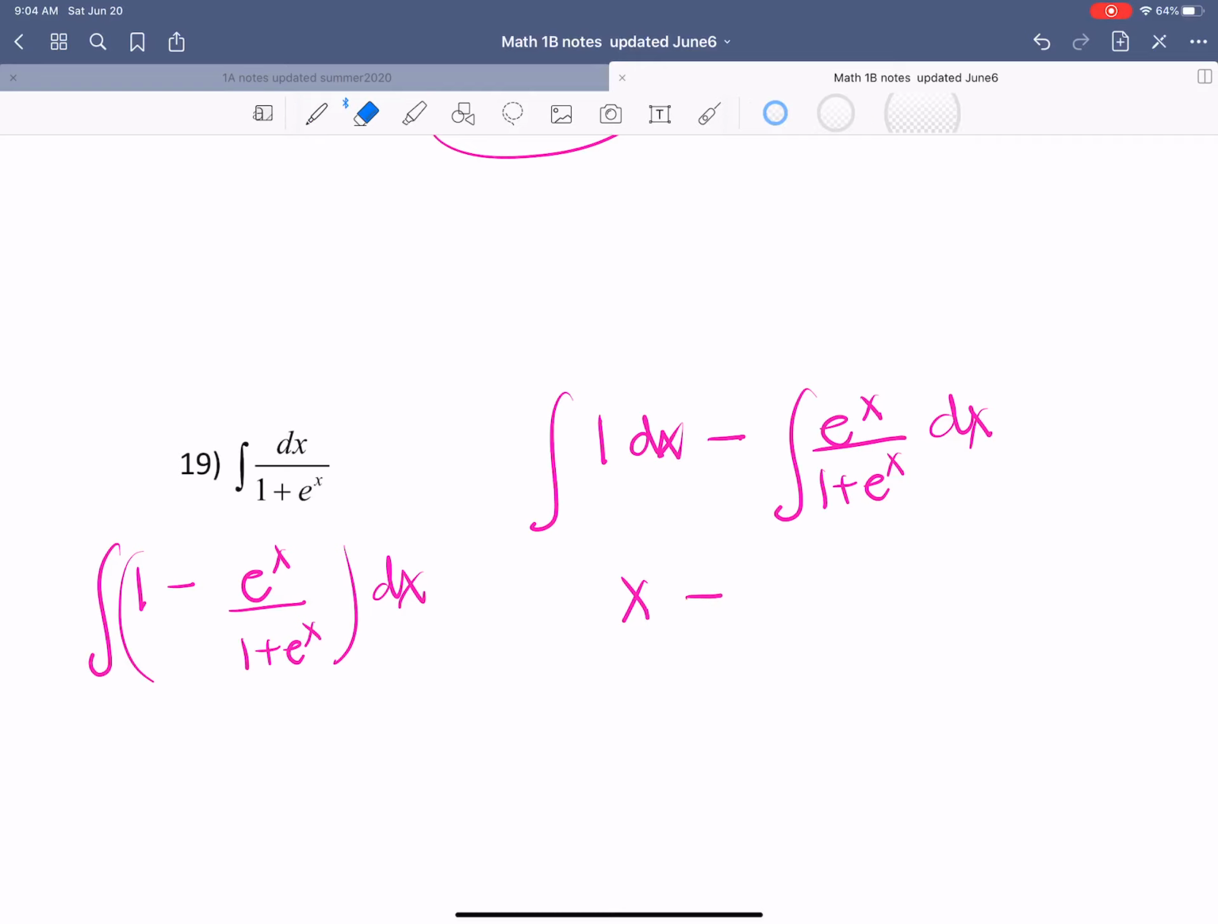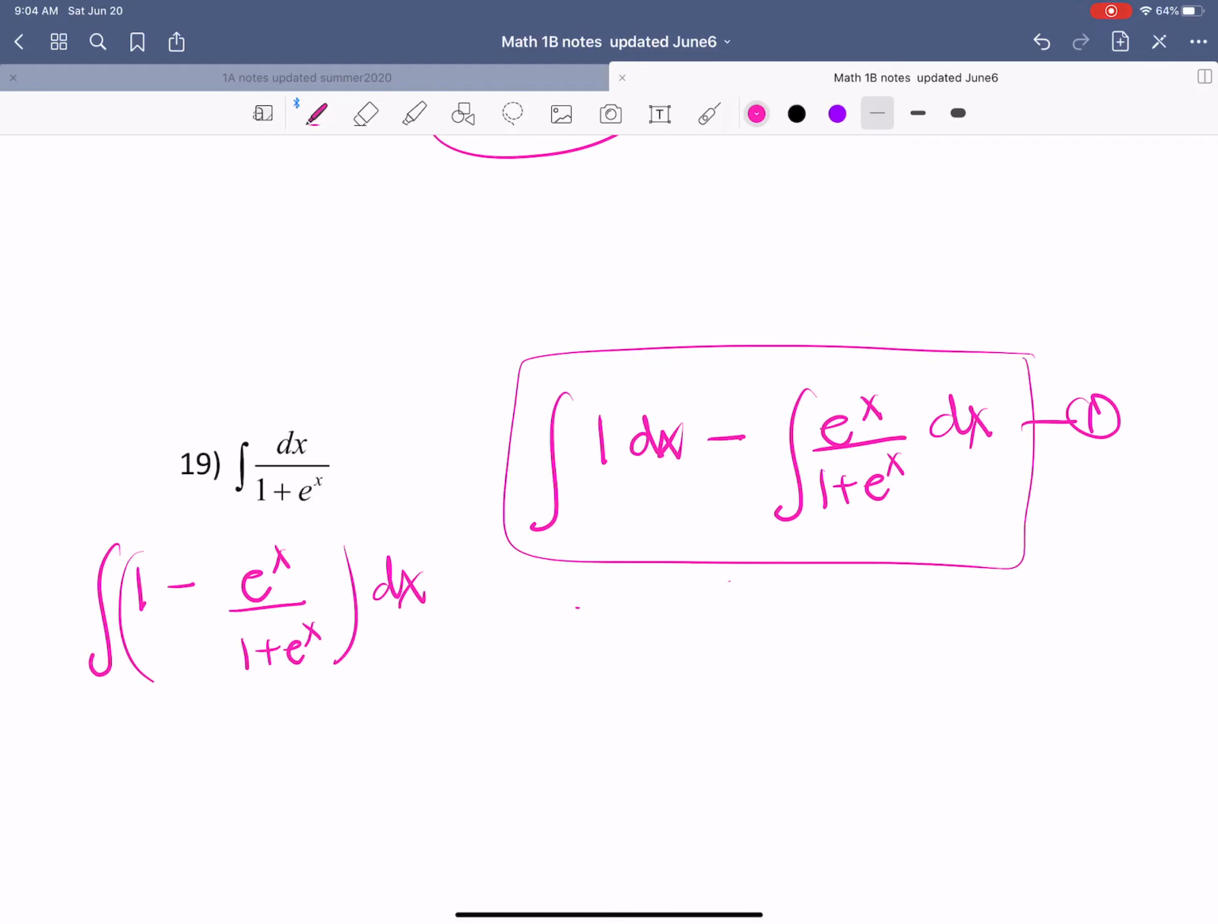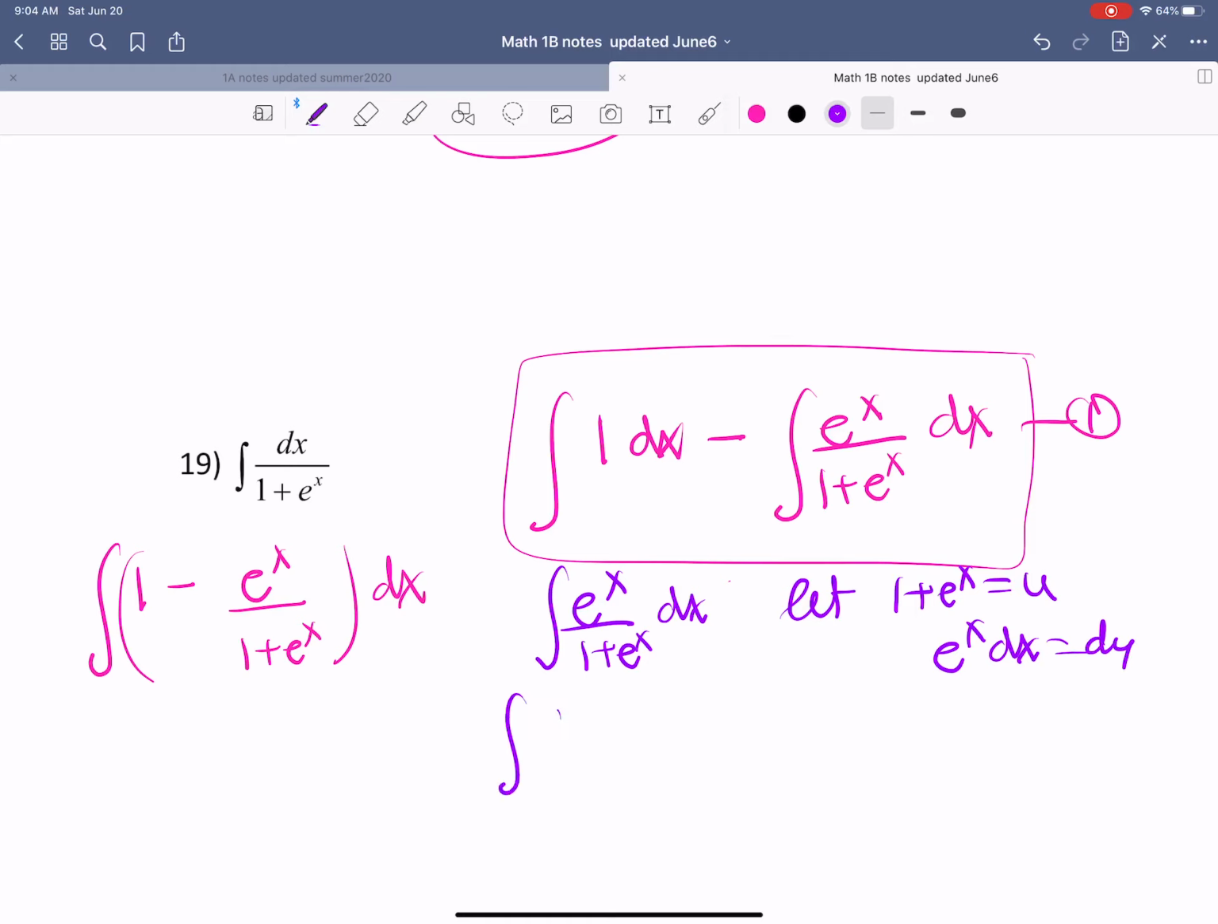And how do I evaluate the other one? Let's see if I can do the u substitution here. So let me just call this number 1, and I can come back to this number 1 in a second. I want to try to evaluate e to the power x over 1 plus e to the power x dx. If I let 1 plus e to the power x as u, then e to the power x dx would be du. Okay, so this becomes a du over u for me, which is natural log of u plus c.